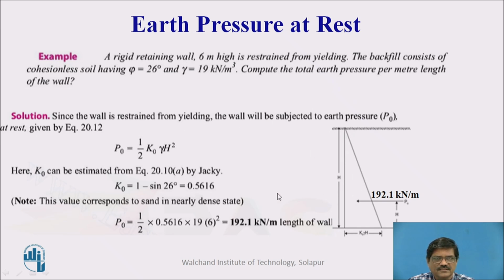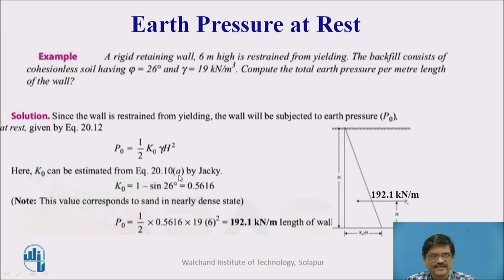Here you can see the earth pressure is given by the area of this triangle, because the pressure at the base is K0 into gamma into H. The area of this triangle will give you the total force in rest condition, which is 1/2 into base into height, that is 1/2 K0 into gamma into H into H. So that's why it is H square.